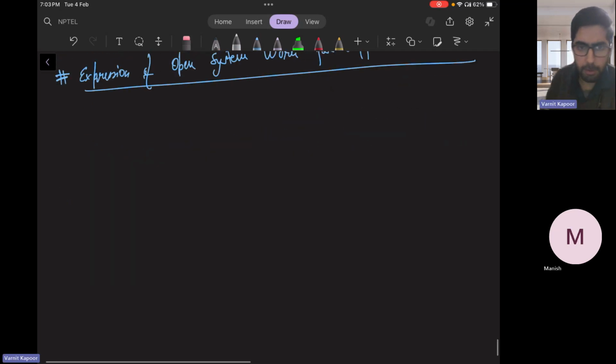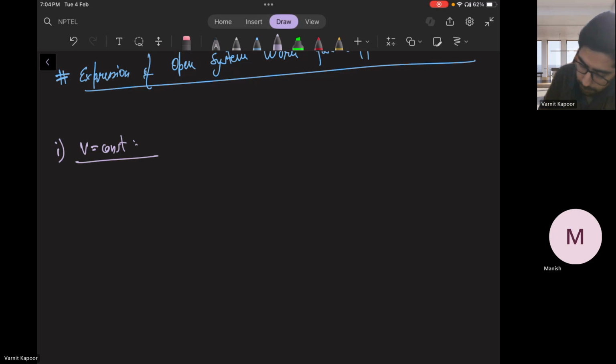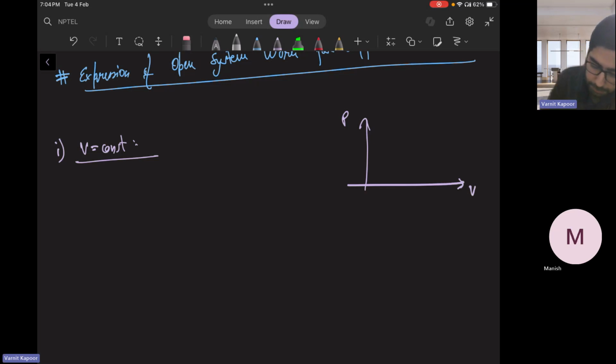So again, the same process we will go ahead with. The first process was volume constant, isochoric. If you have a pressure-volume plot, and it goes like this, let's take pressure as constant first, because that's the sequence. So if pressure is constant, from 1 to 2, you are going at constant pressure.